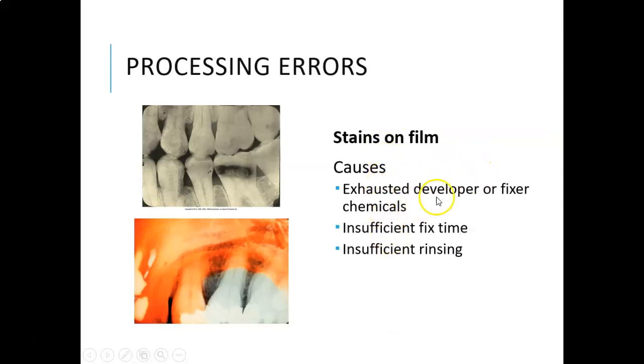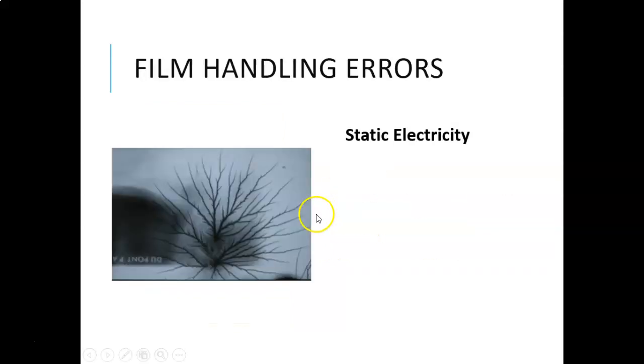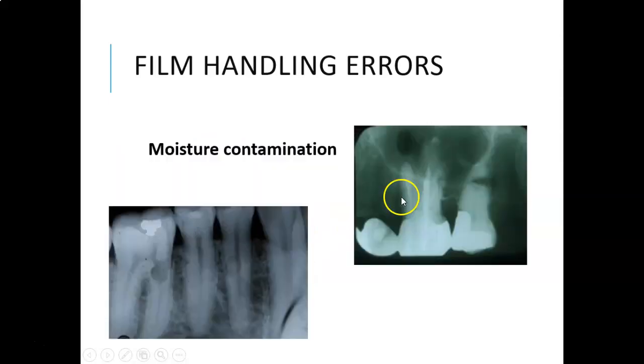Stains on a film: exhausted developer or fixer chemicals are just old and they're not working well anymore. Insufficient fix time, insufficient rinsing. If it doesn't wash the chemicals off, then it can cause staining. Static electricity, you can kind of tell that's what that looks like, right? It looks like little lightning bolts. Moisture contamination again: the film got wet before it went through the developer and fixer process.